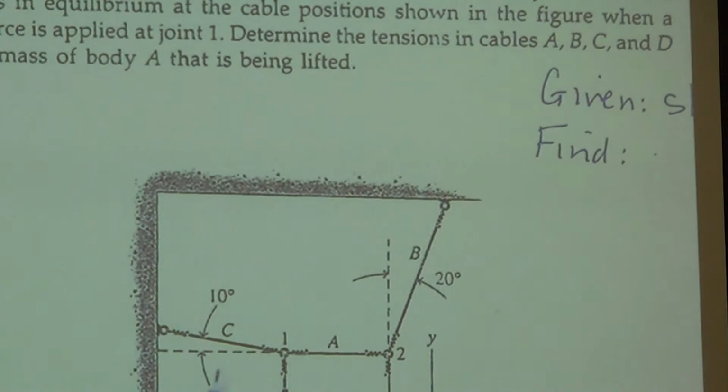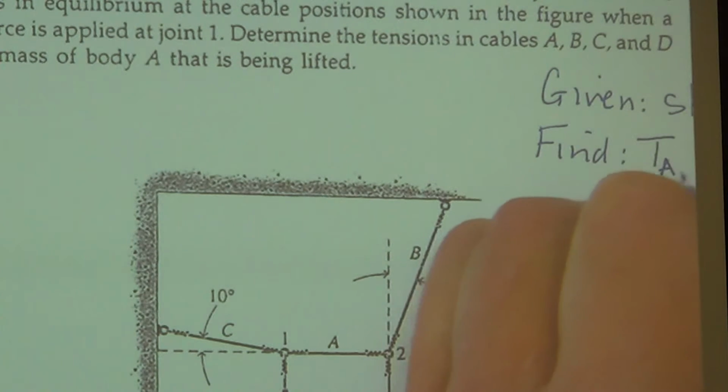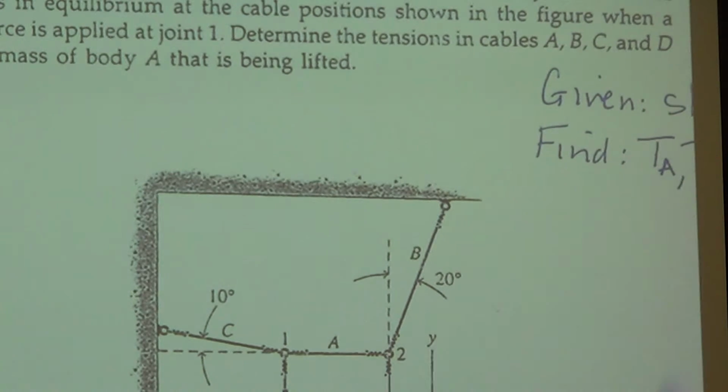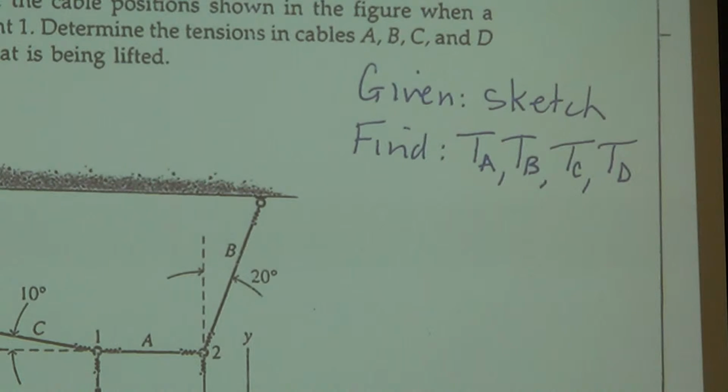Determine the tension in cables A, B, C, and D. So what do you want to call those? How about T sub A, T sub B, T sub C, T sub D? You could choose whatever variables you want. We already said that a standard is capital T for tension, right? So then put sub A, B, C, and D. Whatever variable you intend to use at the beginning, you have to make sure you use that variable going throughout.